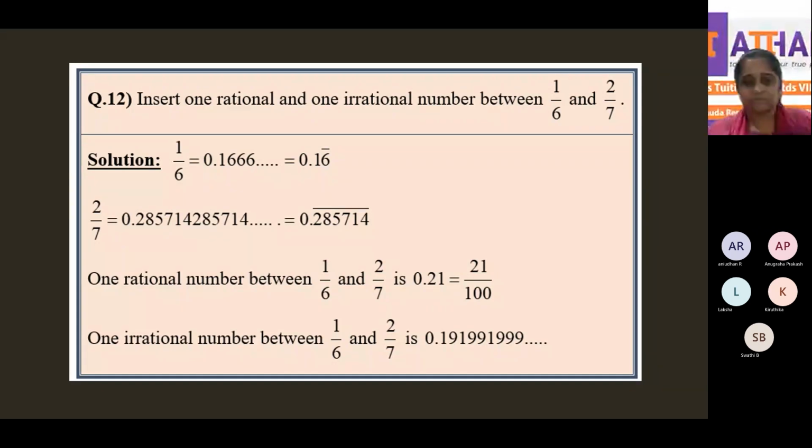Is it also okay to express a non-terminating repeating decimal expansion to express a rational number between 0.16 bar and 0.2857? Yes, you can also add it, because it's only one. I've written one example. You can write either a terminating decimal or a non-terminating repeating decimal.